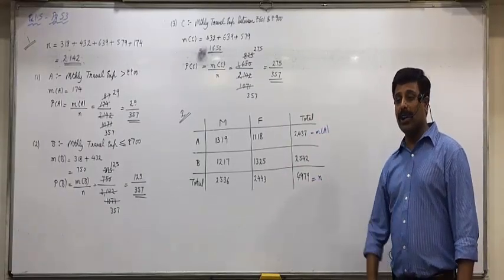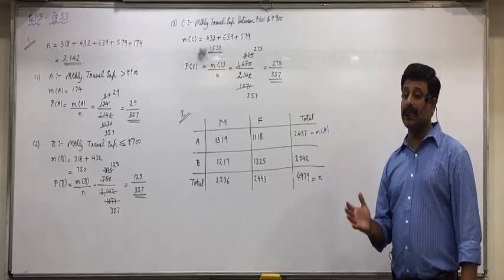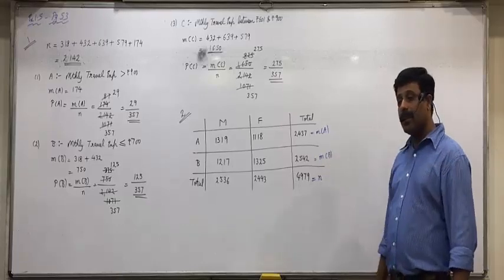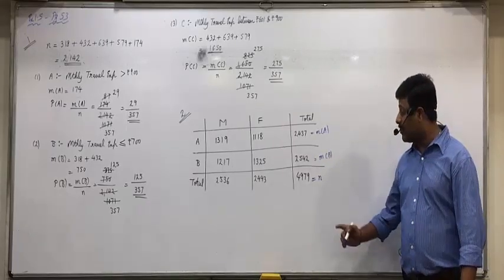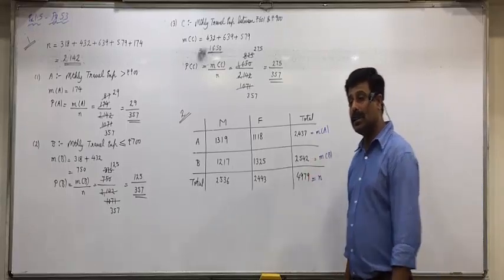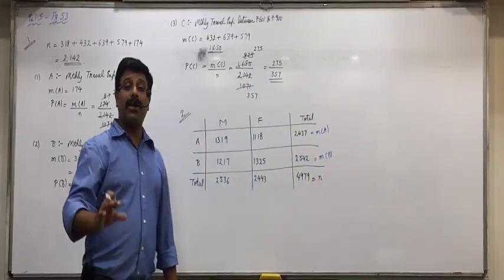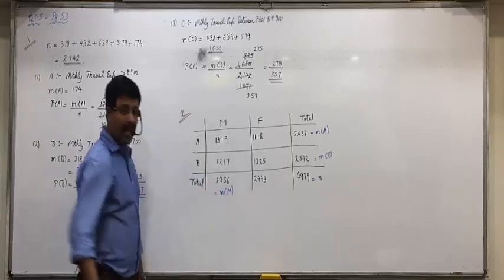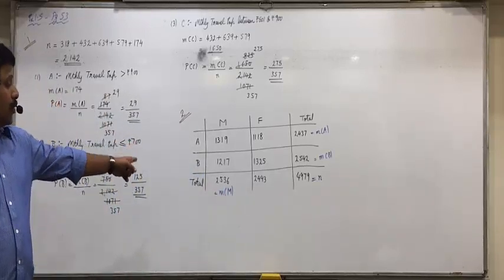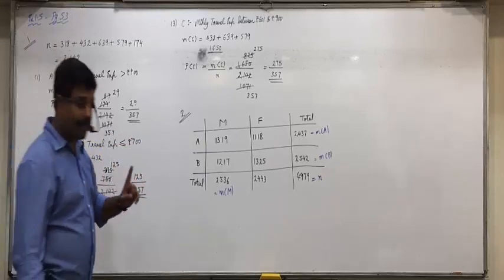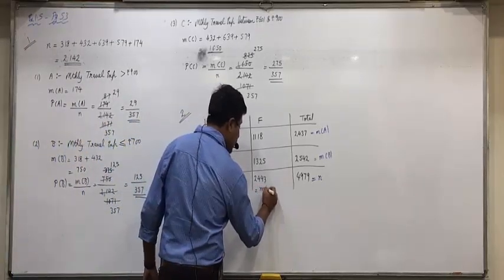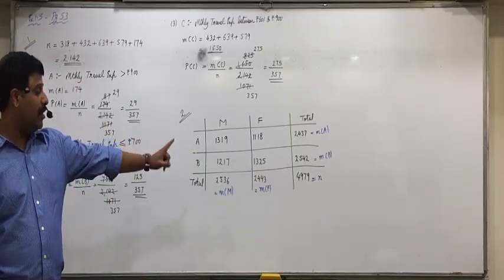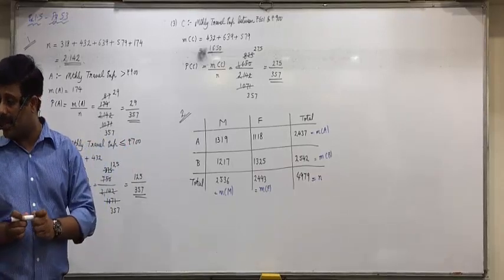Same way if I ask you, what are the favorable outcomes that voter is a supporter of party B? 2541. That is M of event B. And what is the probability that it is a supporter of party B? 2542 upon 4979. What are the favorable outcomes that voter is male? Can I say it is M of M? And what is the probability that voter is male? 2536 upon 4979. And what are the favorable outcomes that voter is female? M of F, 2443. Probability that voter is female? 2443 upon 4979. Did you understand this?